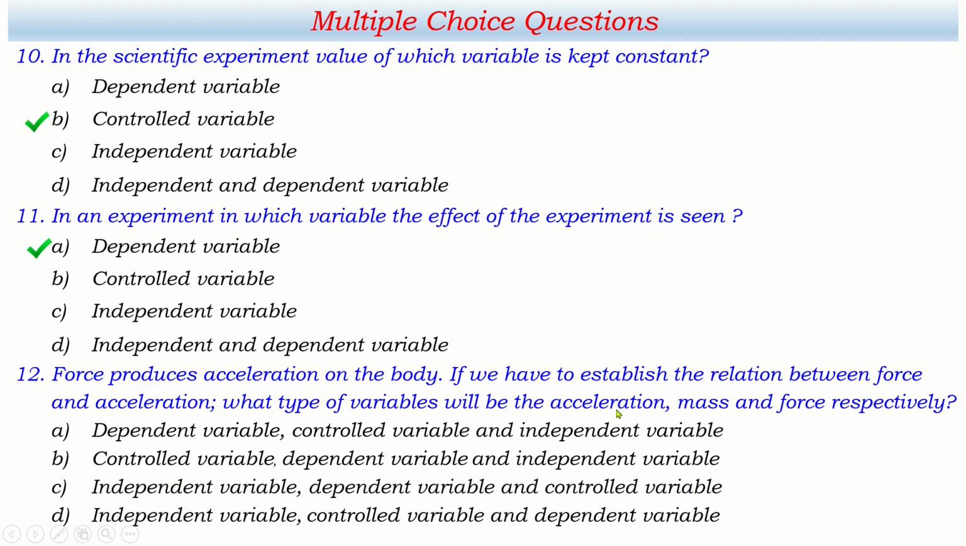Here first acceleration is given and then mass is given. Acceleration: we are manipulating the force, we are increasing the value of force, and its effect on acceleration is seen. That's why acceleration is dependent. Where is dependent? Here it is. And mass is controlled. Here it is. And force is independent. Yes, option number 1 is correct.